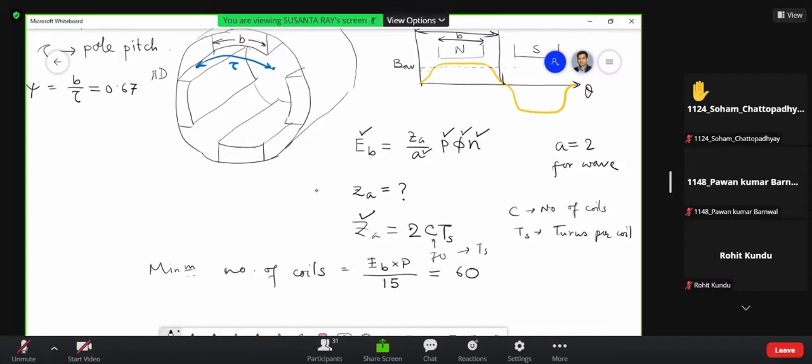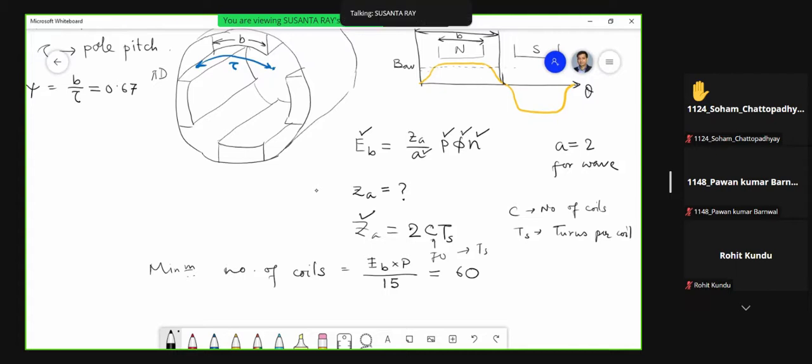Sir, can it be 6 turns per coil? Turns per coil should be an integer. Make it an integer, and if there is some compromise with the number of armature conductors, that you have to do. Got my point? Because turns per coil cannot be a fraction. It always should be an integer.